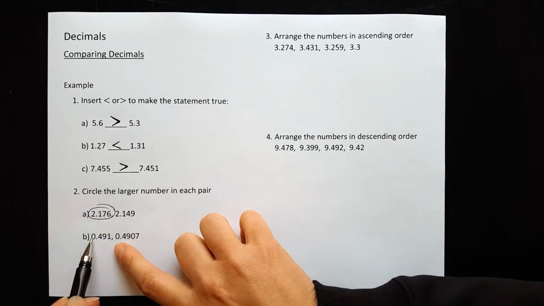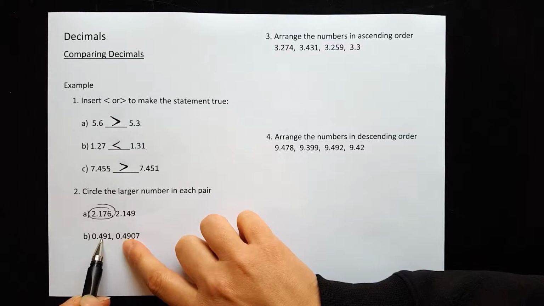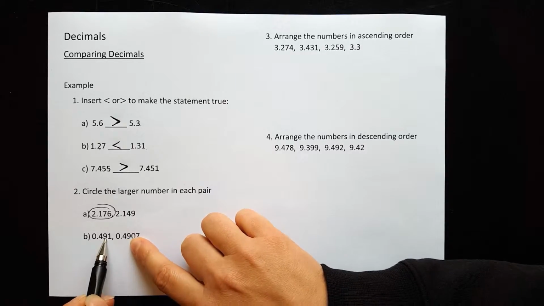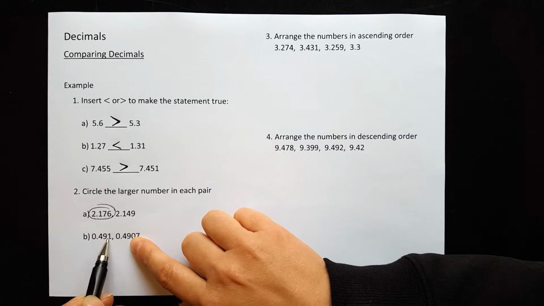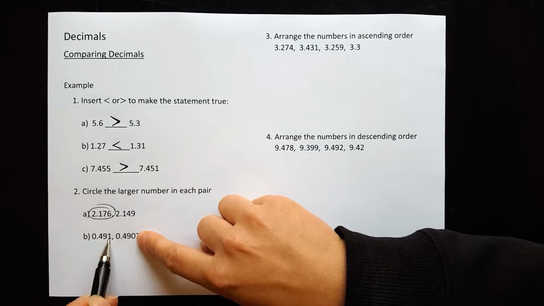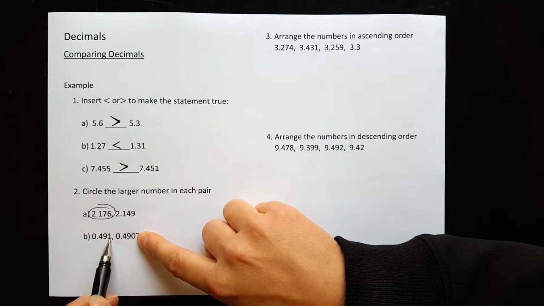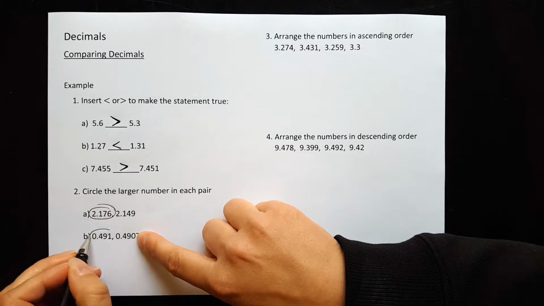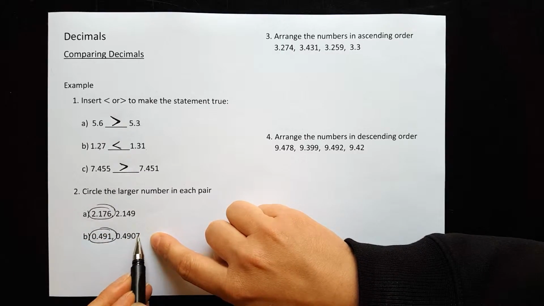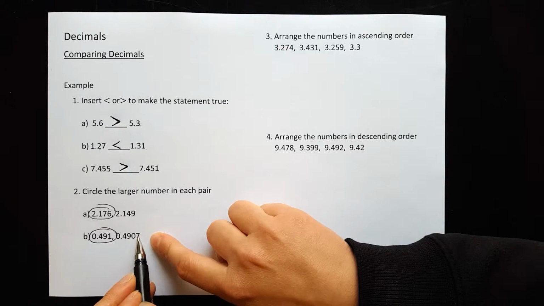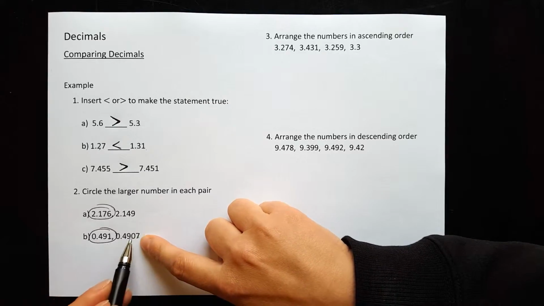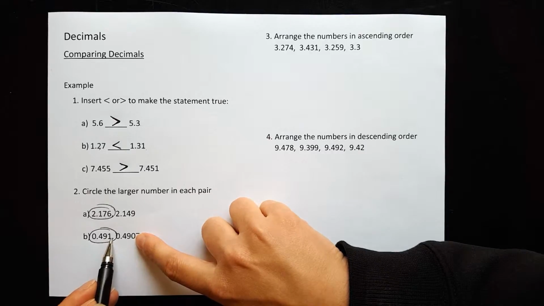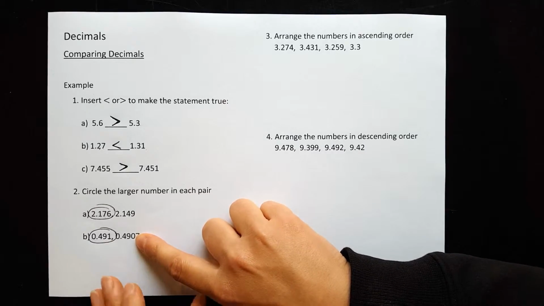In B, that's the same, tenths are the same, hundredths are the same, thousandths are different. This has 1 thousandths, this has no thousandths, so this is bigger. Even though this does have a 10 thousandths number, it is not significant. We don't need to look at that because our difference was here in our thousandths.